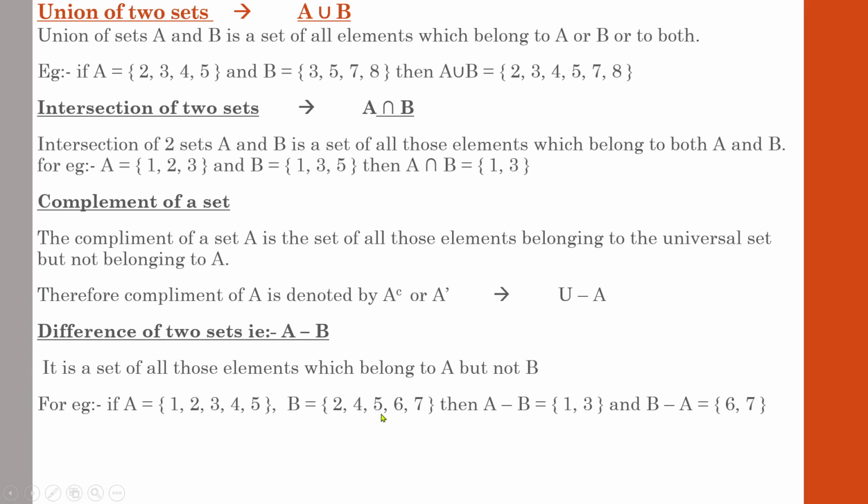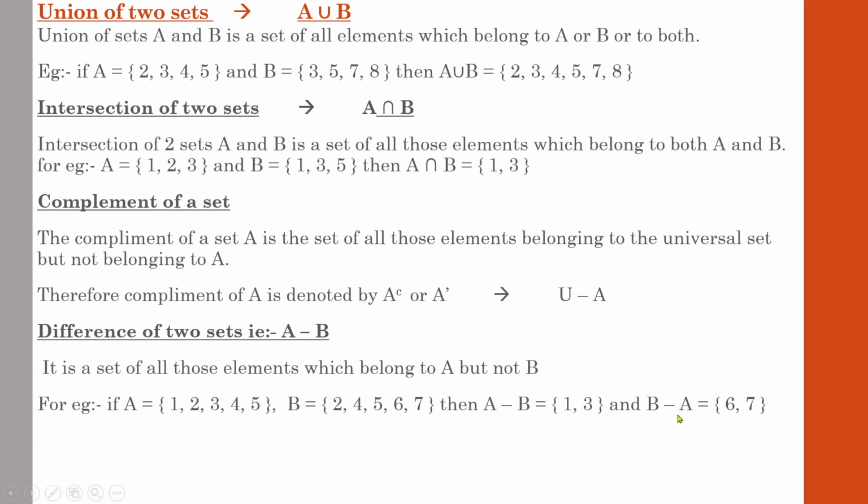And you may think that 6 is there in B, it is not in A, so can it be taken? No. Because here you are asked to find the difference between A and B, which means A minus B. So when A minus B is taken, consider only those numbers that are exclusively there in A and not there in B. And 6 and 7 are taken when B minus A is asked.